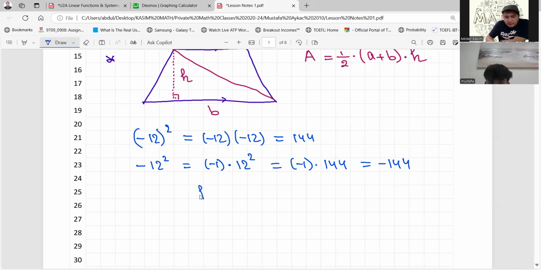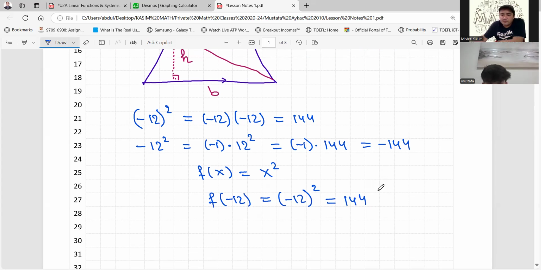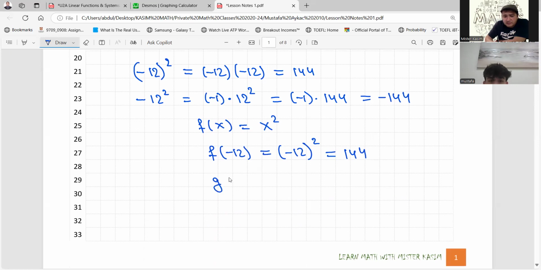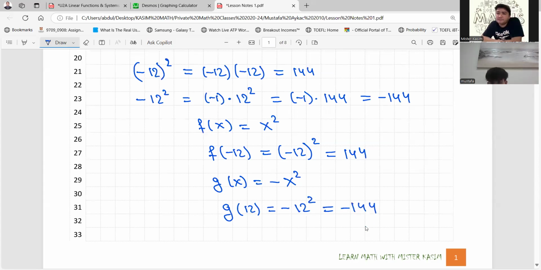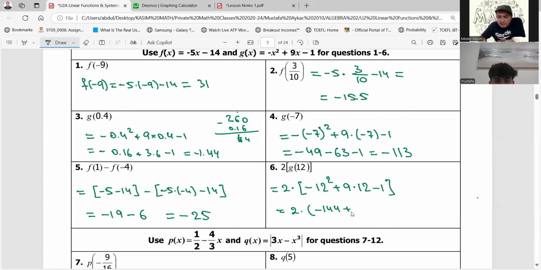If it is like this, Mustafa, for example, let's say f of x is equal to x squared. If I have to calculate this at negative 12, then I write here negative 12, because x is a negative number squared, then that's equal to 144. But if our function is like this, g of x is equal to minus x squared, then g of 12 will be equal to minus 12 squared. That's equal to negative 144. Okay? All right. So that's why negative 144.